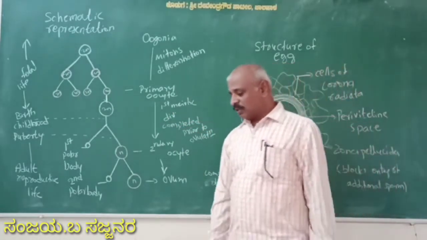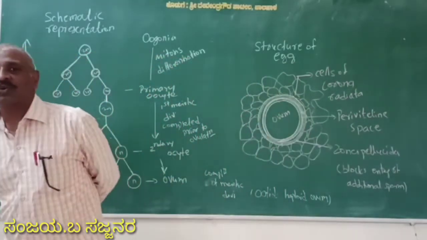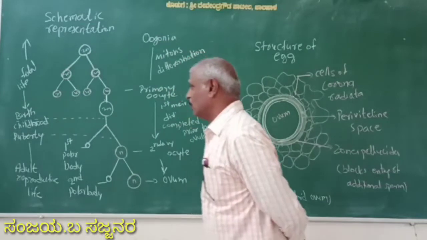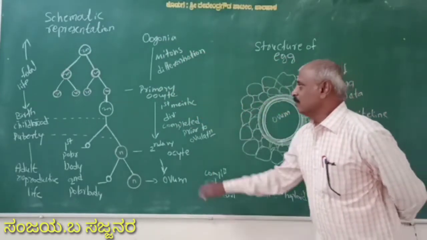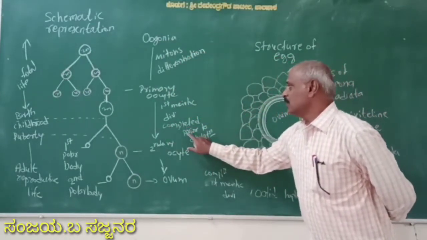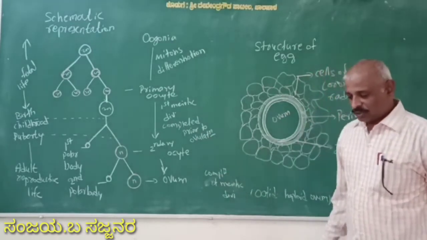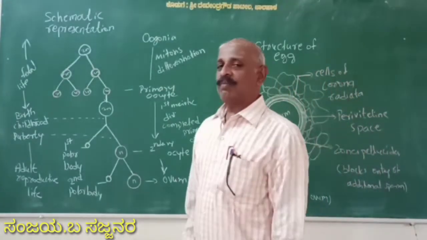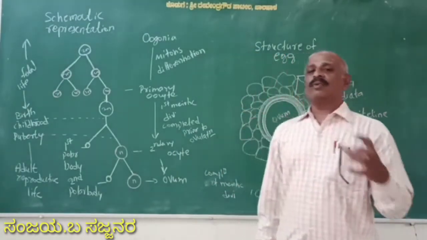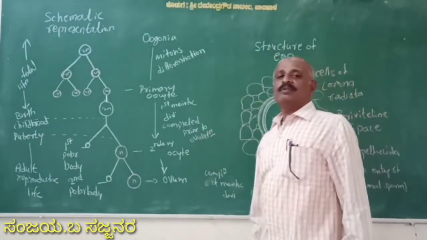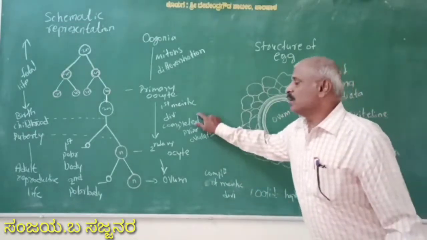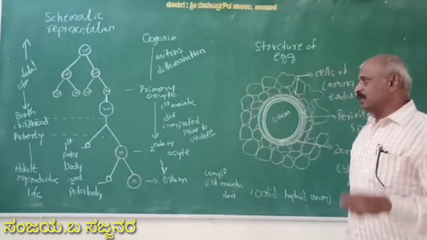The first meiotic division, we see it in the fetal stage, and later on it gets arrested. The first meiotic division is completed prior to the ovulation. It does not complete until the stage of ovulation. Before the ovulation, this first meiotic cell division completes.